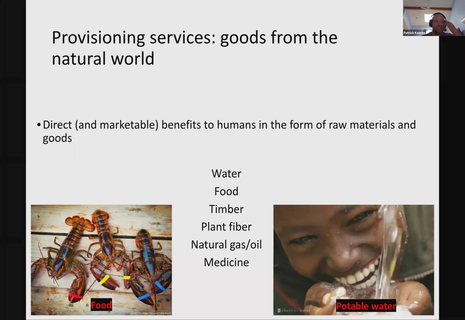We'll start with the easiest to understand, and this is going to be our provisioning services. These are physical goods that we take from the natural world, and these are things that people directly think like, I went into nature, I took this lobster, I took water, I took timber, I took plants, I took gas, medicine, oil, whatever. I took it from nature and I sold it. And that's the direct marketable value from nature. I sell something I took from nature, right?